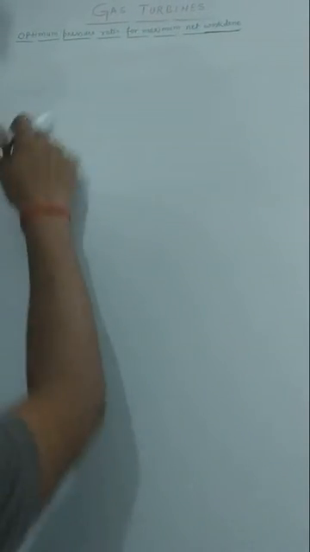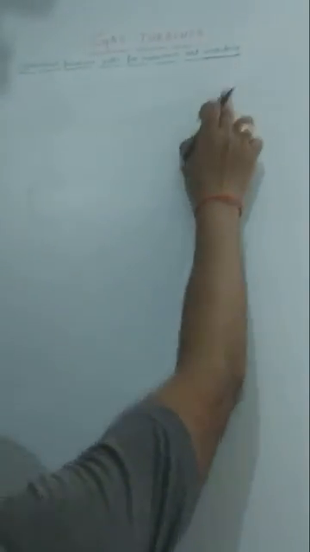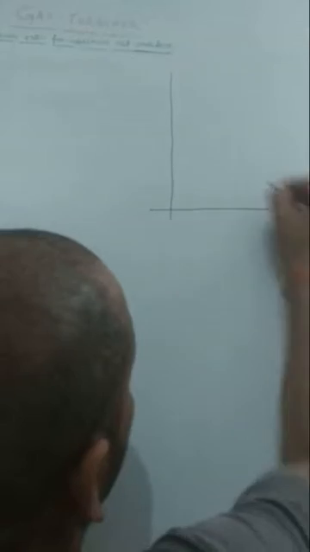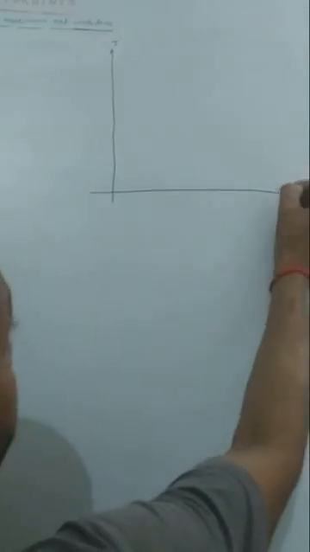Okay, now we are interested to find the condition for optimum pressure ratio at which the net work done will be maximum. So first of all, we have to write the expression for the net work done. For that purpose, we draw a Brayton cycle on TS diagram.